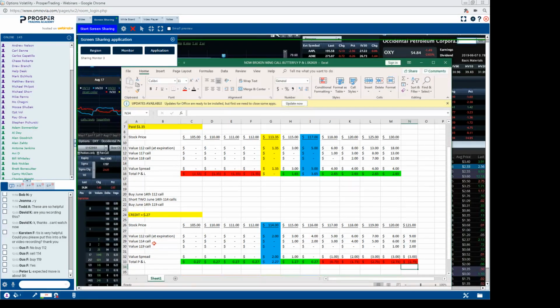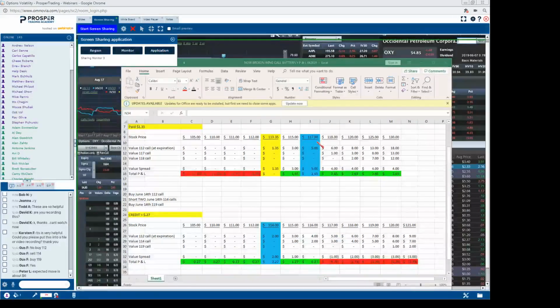between the credit you're collecting in this broken wing fly, because we're selling a wider spread than what we're buying, as opposed to the debit spread up above here. Now, the debit spread up above here, you can see, is obviously constructed to be a bullish play, right? Because the profitability is all on the upside.